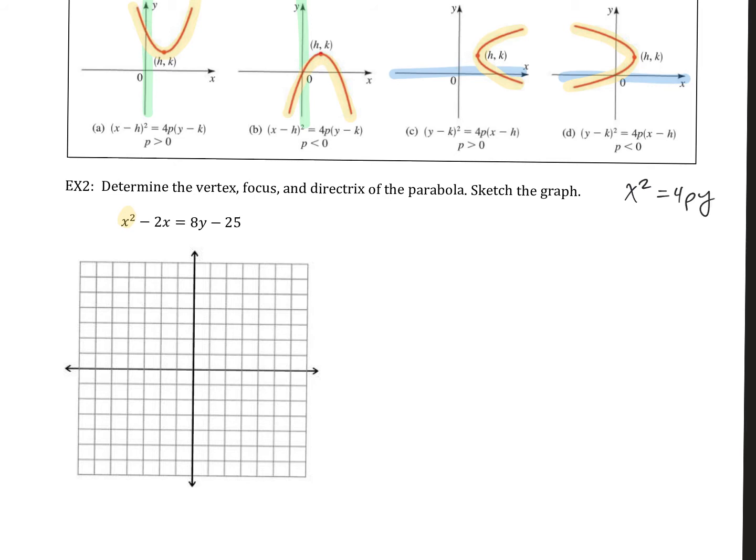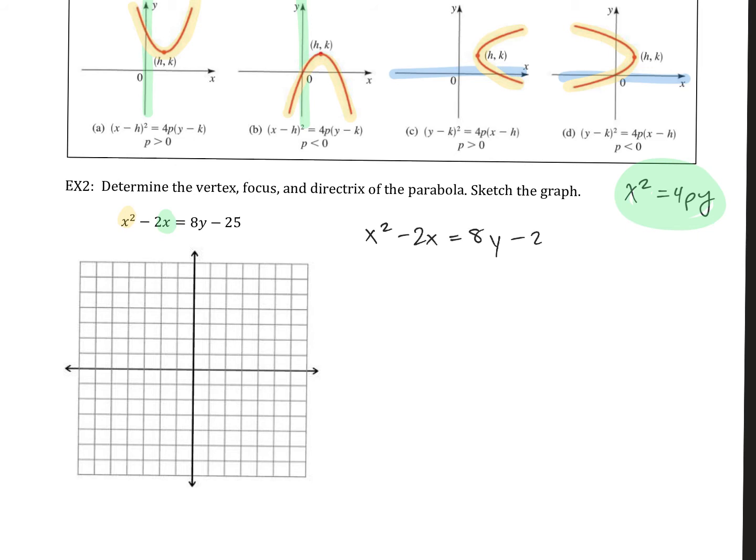However, these are talking about the parabolas that are shifted. And how do I know that this is supposed to be a shifted one? Because I have an x to the 1 value. Notice in our original formula, we don't have an x to the 1 value. So because we have an x to the 1, we know this is a shifted parabola, and it's not centered at the origin. How do we figure this out? Well, we're going to have to complete the square.